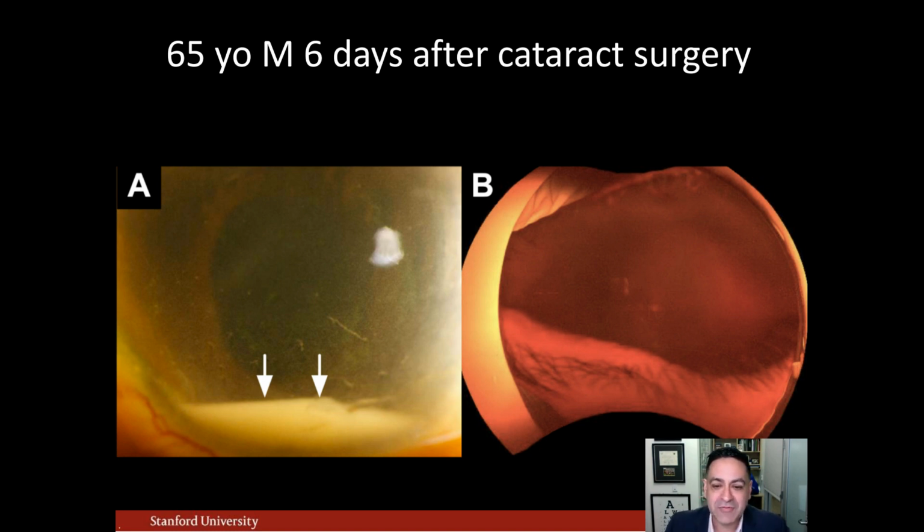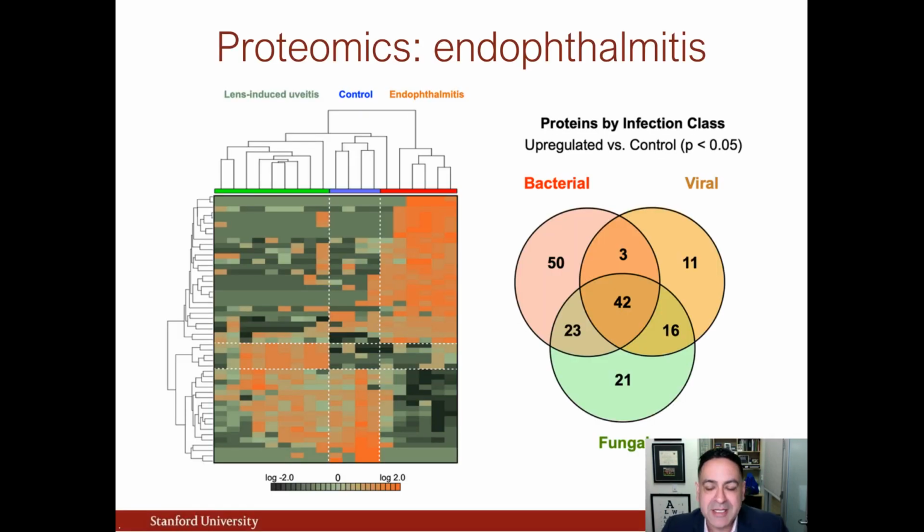Well, what we did is collect fluid from a variety of eyes, sterile inflammatory eyes, eyes with infections, and you can see on the heat map on the left, there's clearly a protein signature that can tell us that this eye is infected or it's a sterile inflammation. And then in the Venn diagram on the right, you can see a bunch of proteins that very clearly tell you that this is likely to be a bacterial infection.